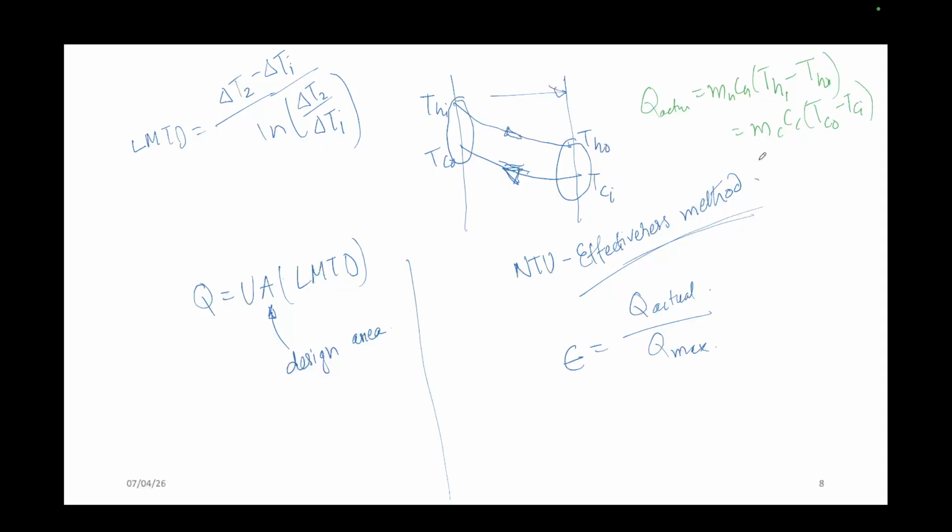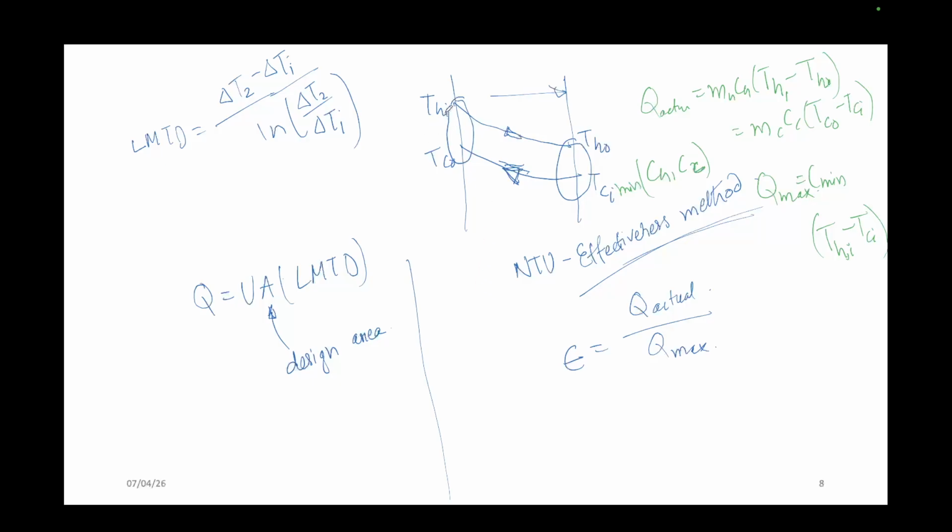And Q max, sorry. Q max uses, among CH and CC, whichever is minimum. You find out this value, whichever is minimum, so you have to take that value. That means C minimum of these two values, multiplied by the temperature difference, hot inlet minus cold inlet. Why hot inlet minus cold inlet?